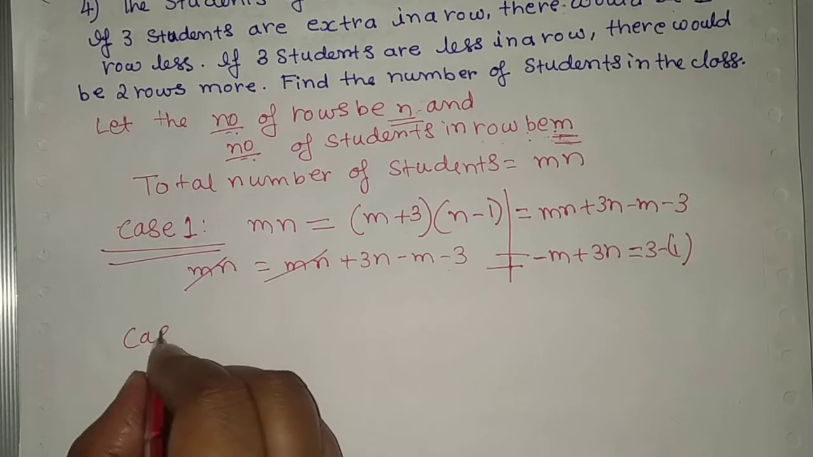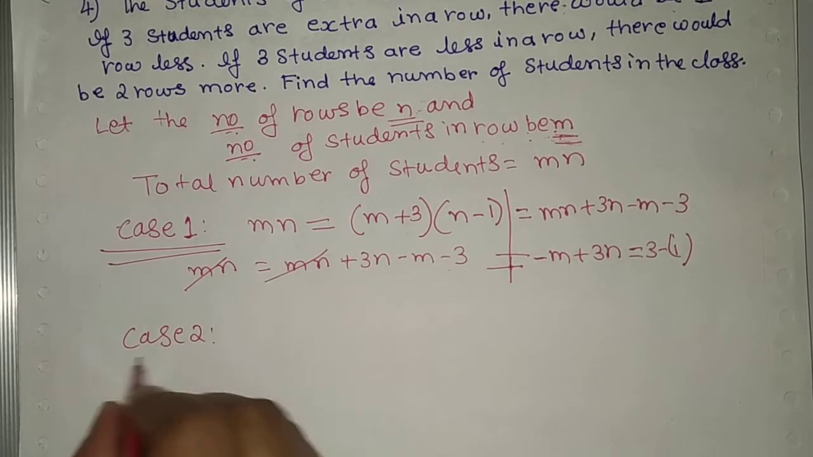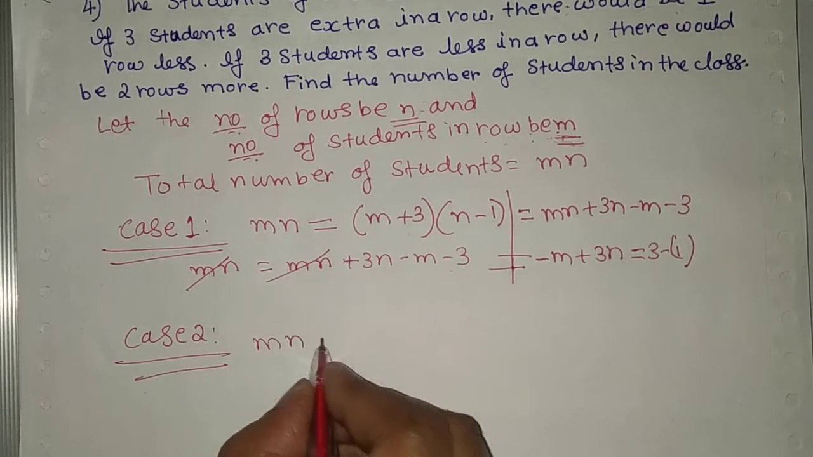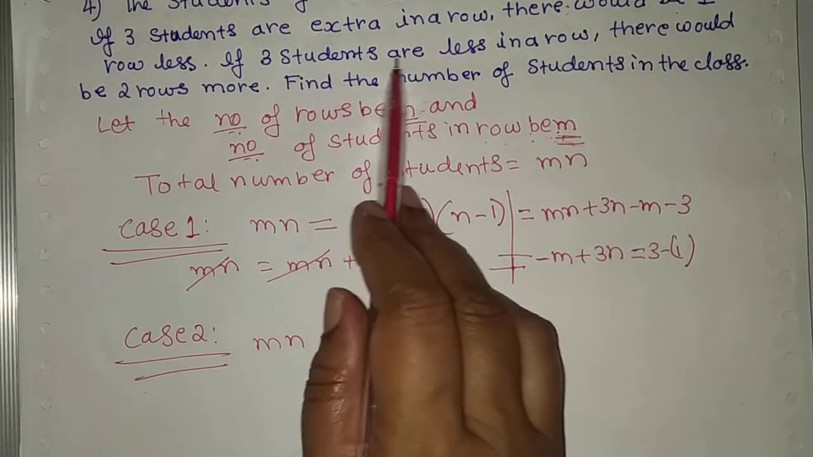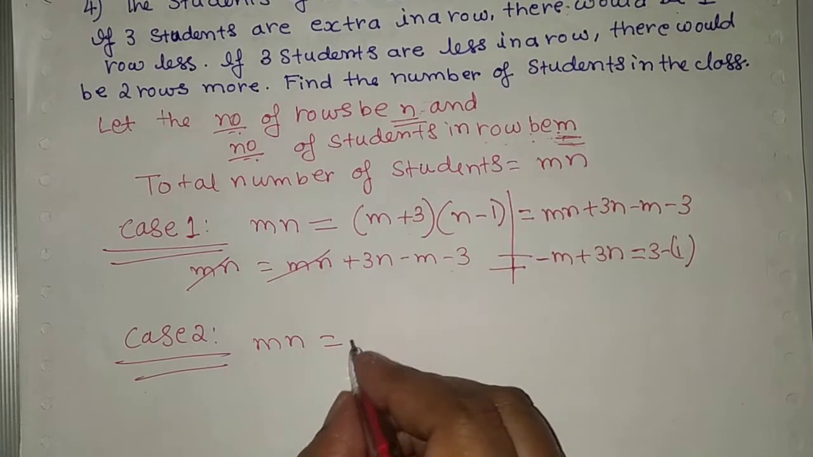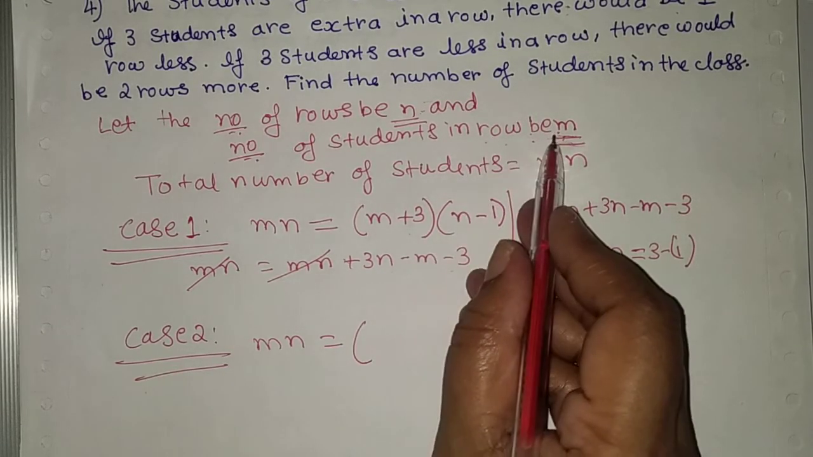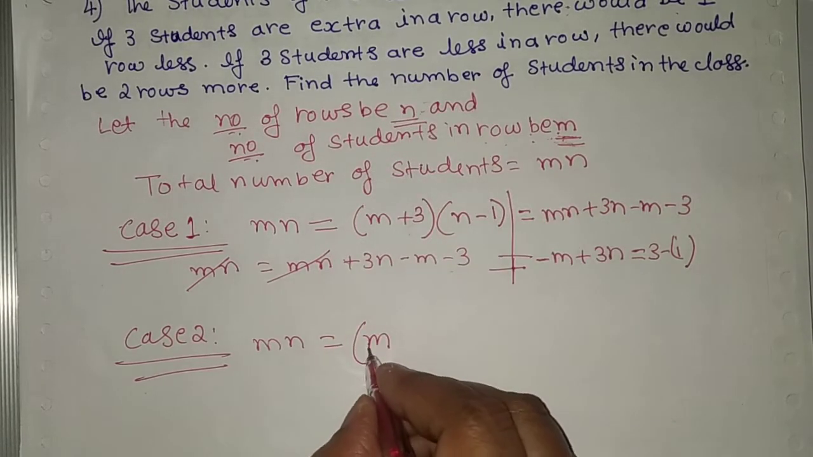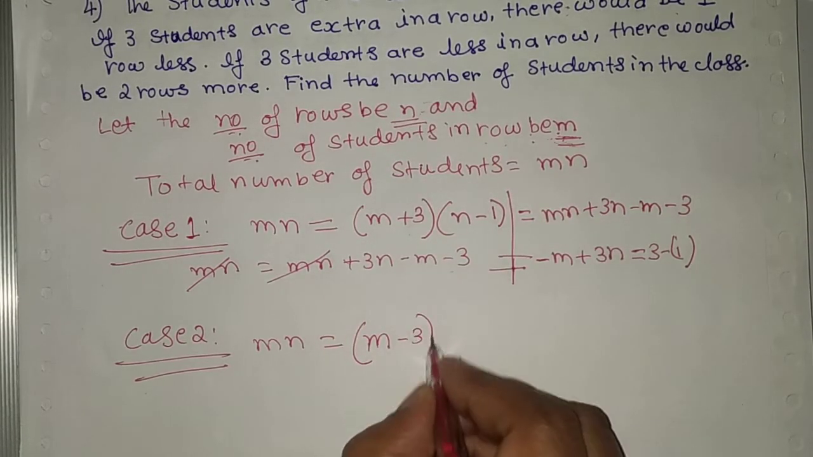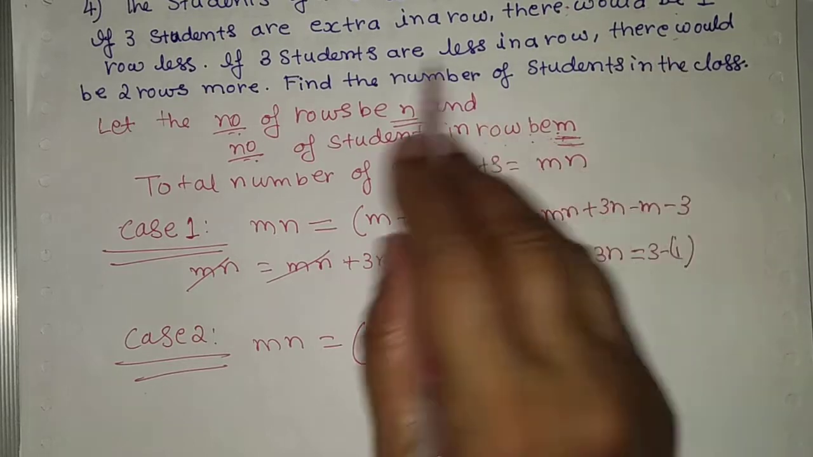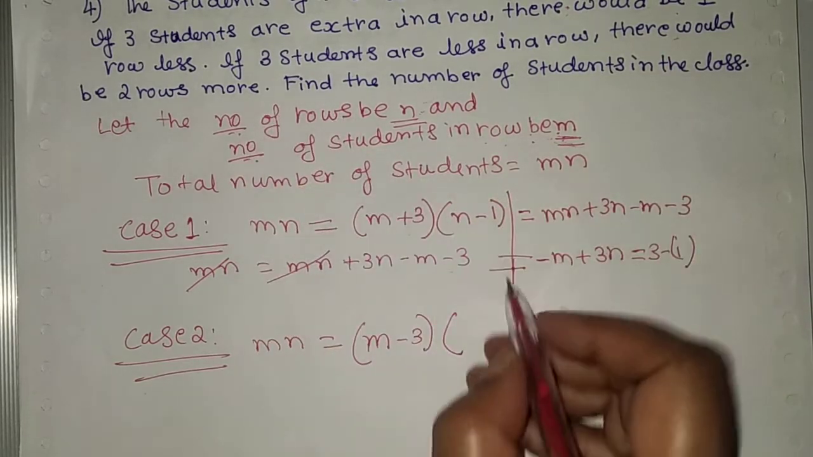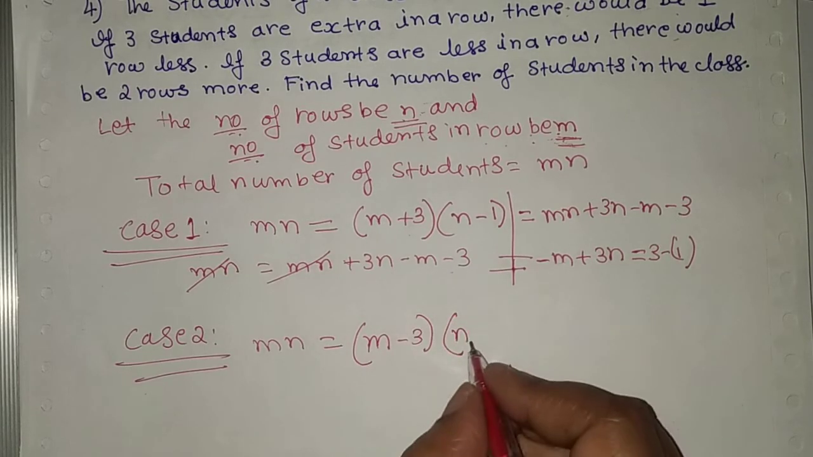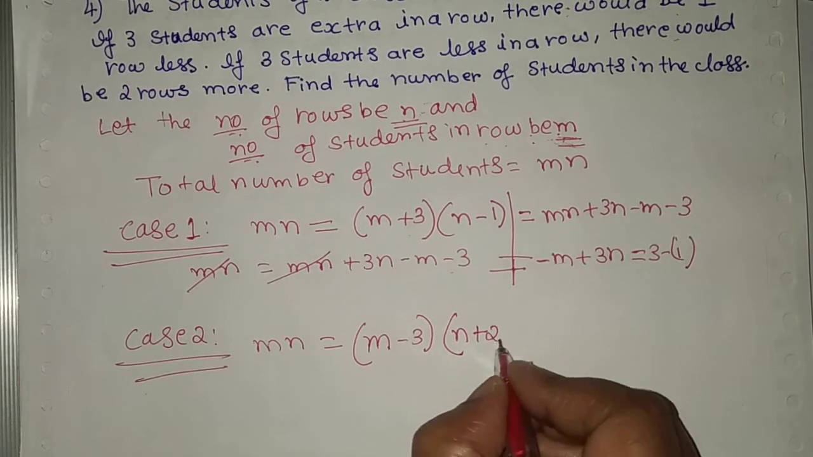We will take the next case, case 2 or statement 2. We first write the total number of students, m into n. If 3 students are less in the row, the number of students in the row is m minus 3. Then there would be 2 rows more, so the number of rows is n plus 2.